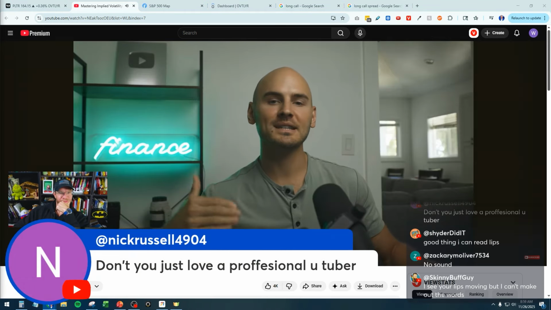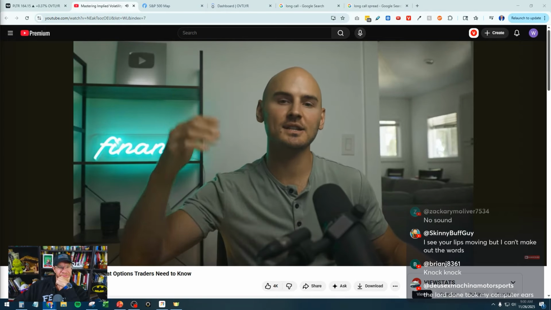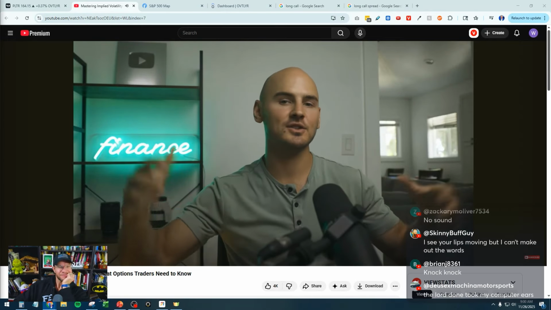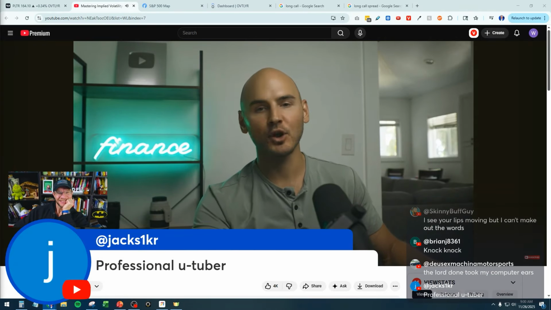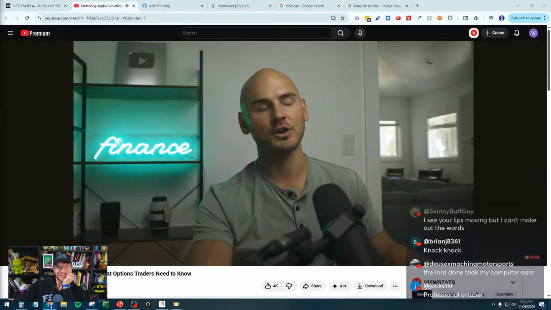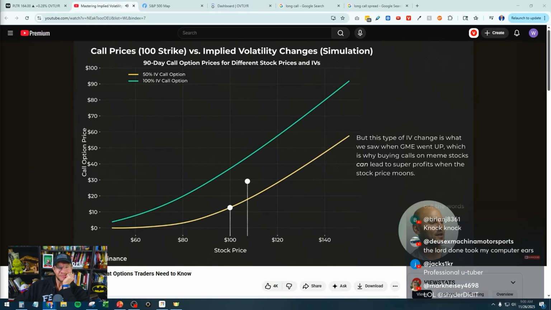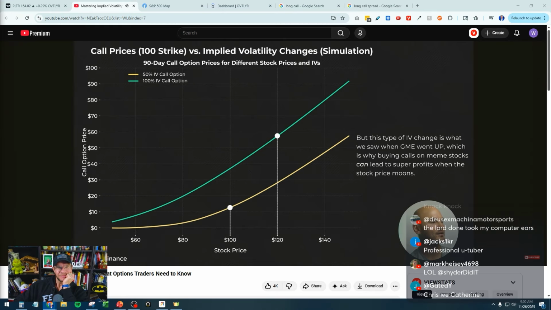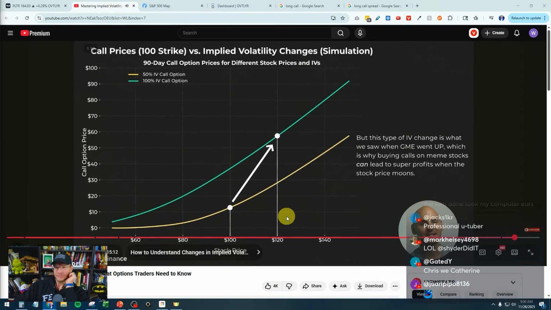Since implied volatility typically surges on these meme stocks, if you are buying call options on those meme stocks and the stock price surges and implied volatility explodes because traders are buying the options in a frenzy, then you can see an explosion in the profitability of your call option purchase. So imagine if the stock price is at 100 and implied volatility is at 50%, and the stock price goes up to 120 and implied volatility goes up to 100%. Based on this simulation, the call price would go from a little over $10 to almost $60.